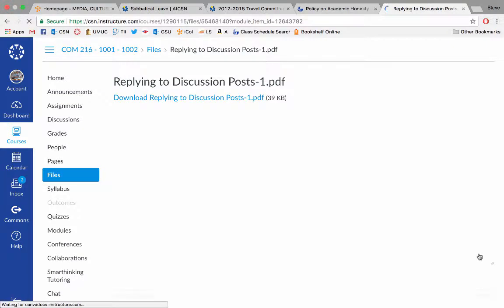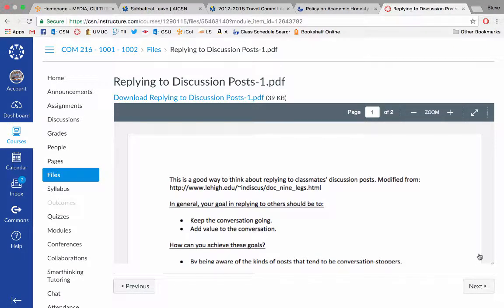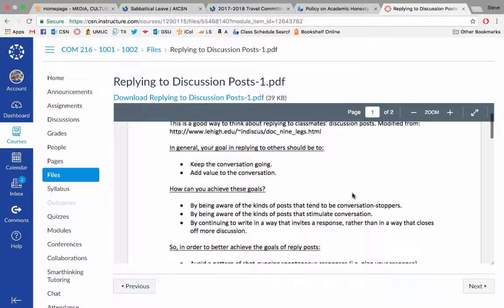And then the other thing is replying to discussions. So students oftentimes have something interesting to say in their own discussion post, but then when you have to reply to two classmates, a lot of times it's just, oh yeah, I agree, that's a good point. And that's not what we're looking for. So in this document, which I modified from the Lehigh link here, it gives you some really good ways to think about replying. And probably a couple of things. First, in your reply, you want to keep the discussion going and add value to the conversation. So when somebody says, I think X, when you're going to respond to them, you not only want to respond, but you also want to add something new or interesting.